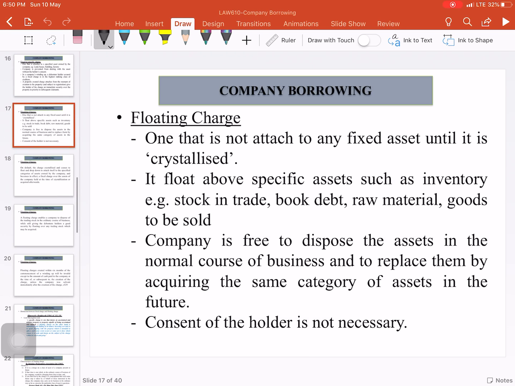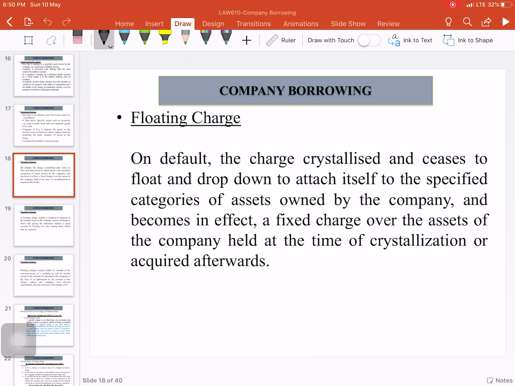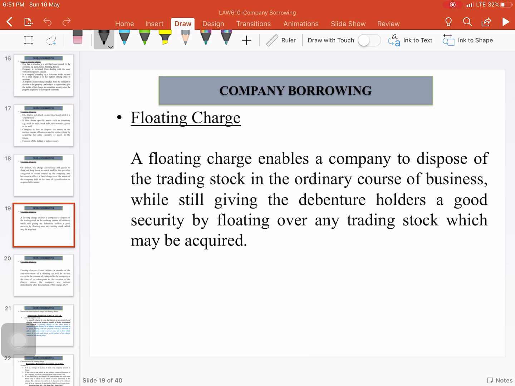Let me just finish going through the notes here. Now, for a floating charge, on default, the charge crystallizes and ceases to float. It ceases to float and drops down to attach itself to the specified categories of assets, and becomes in effect a fixed charge. So from a floating charge, the moment it crystallizes, it becomes a fixed charge over the assets of the company held at the time of crystallization or acquired afterward. A floating charge enables a company to dispose of the trading stock in the ordinary course of business while still giving the debenture holders good security by floating over any trading stock which may be acquired.